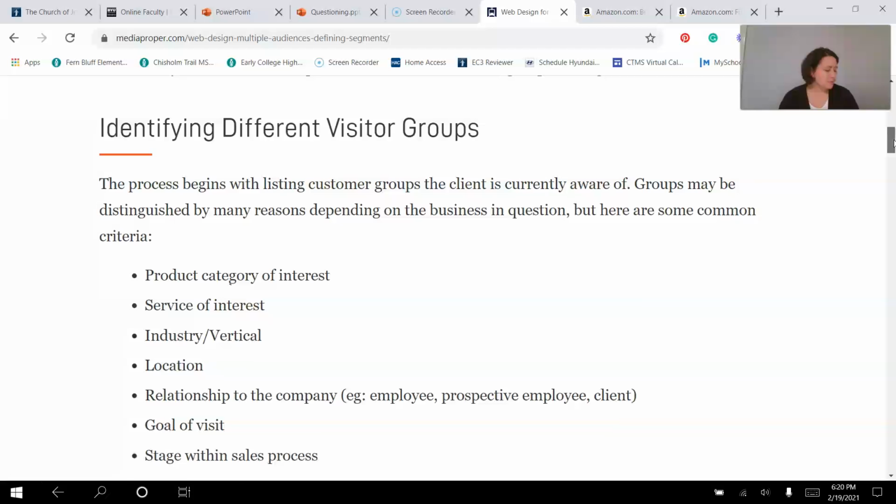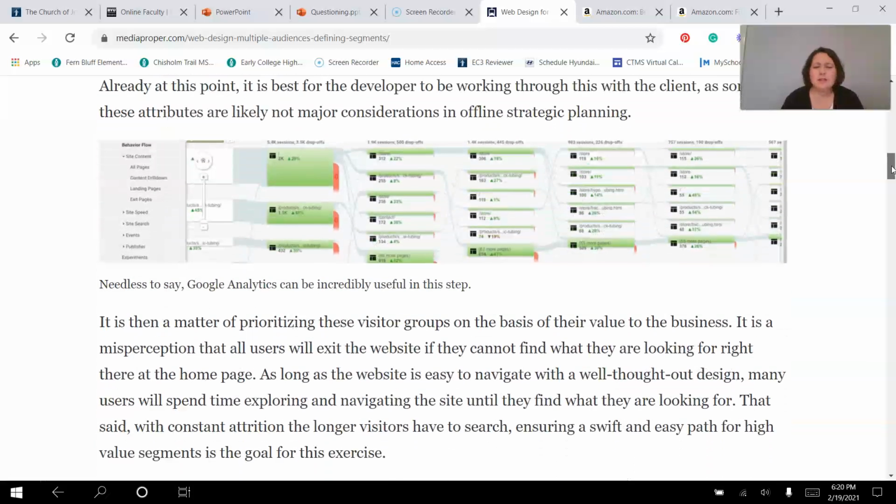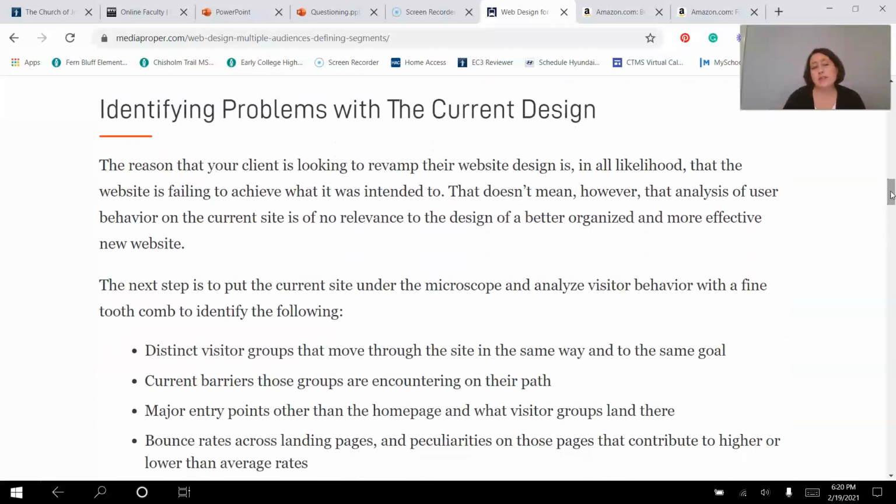Then they're looking at groups in this graphic right here. And then I look at this headline, Identifying Problems with Current Design. And so a question that I might want to ask this article would be, well, what's wrong with the design? What would be wrong with the way a web page is designed that would create problems? And so I'm hoping that this article will answer that question.